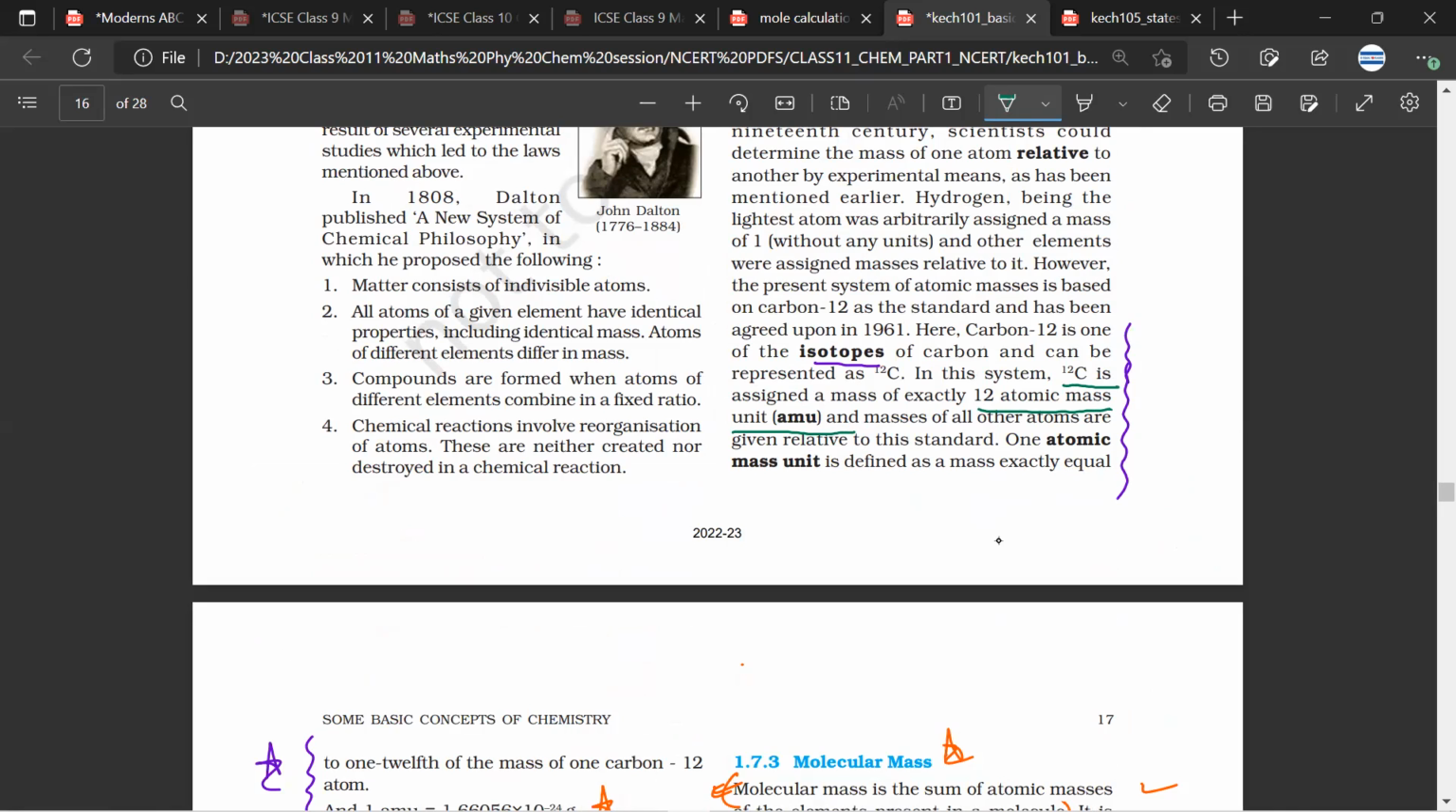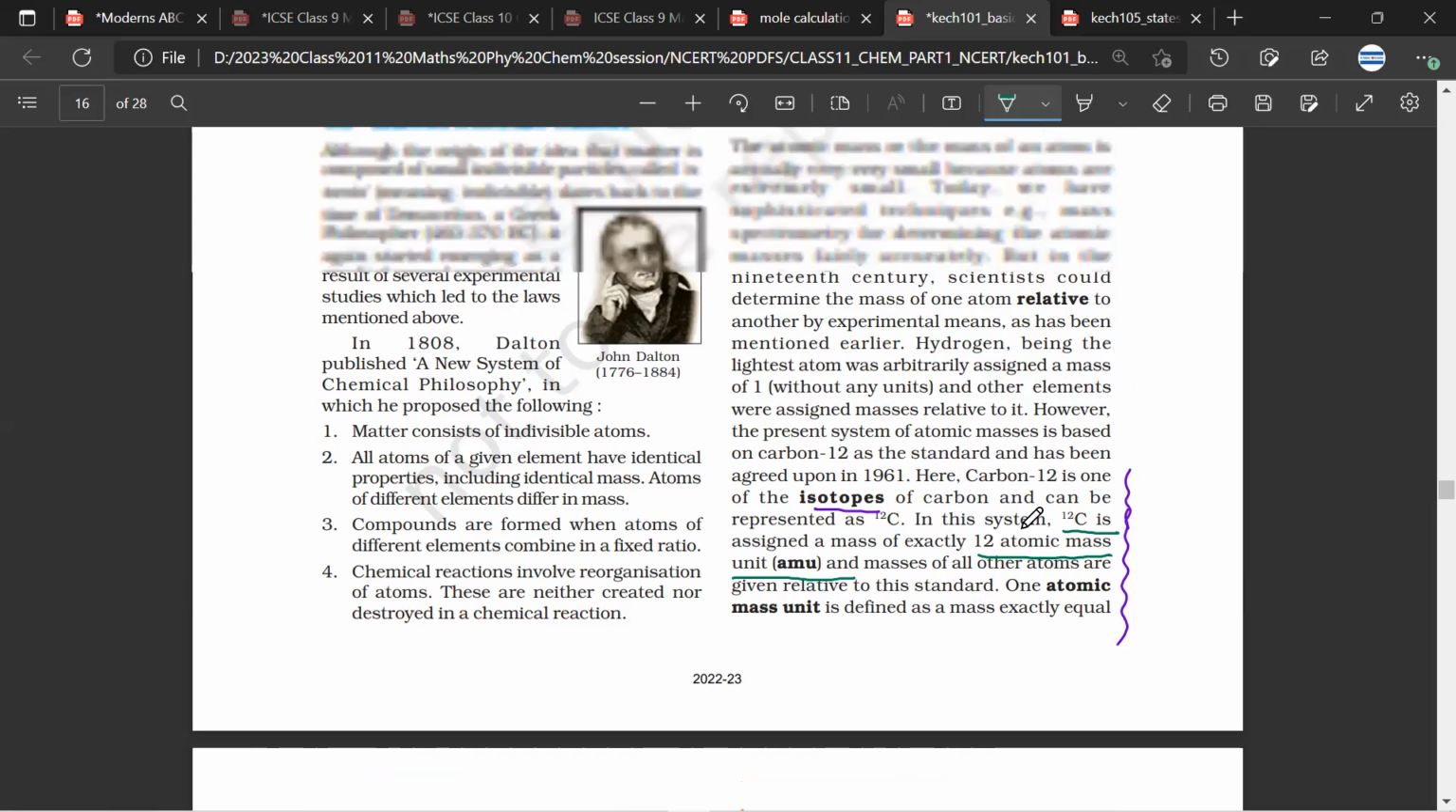So, what the scientists did was they wanted some standard element that they had to take. As you can see, they tried hydrogen. Hydrogen being the lightest atom was already assigned a mass of 1, and other values were assigned relative to it. So they tried with hydrogen, but then in 1961 they took the 12C flavor of carbon, and they said that this would be the standard as per which the rest of the elements would be given masses. Are we clear till here?